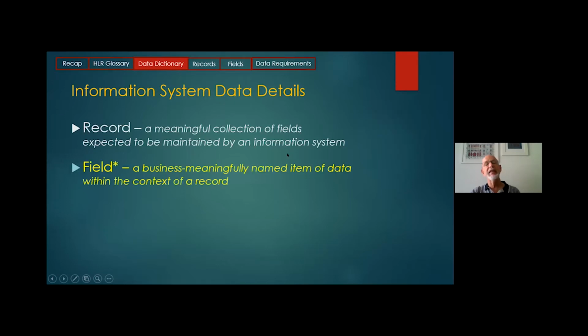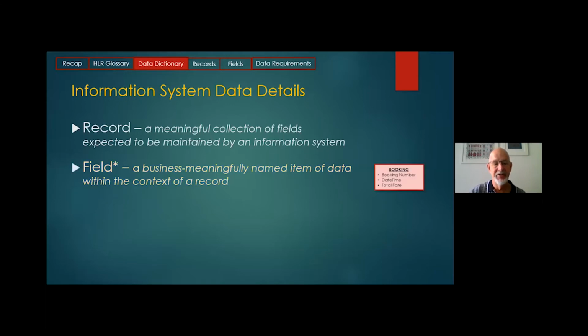The second user-friendly term is field. When you're focusing on data, you talk about attributes or that sort of thing, but business users understand fields. We've defined that as a business-meaningfully named item of data within the context of a record. Glossaries historically are just terms, all alphabetical, one at a time. With a data dictionary, what we want to achieve is that our fields are not in just one long list, but any field you see is within the context of a record. And we'll show examples of that.